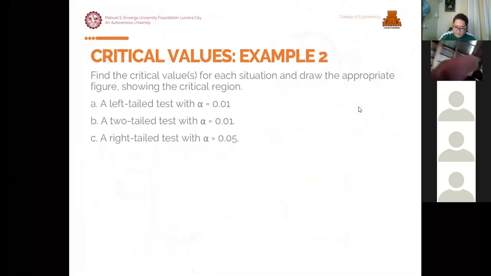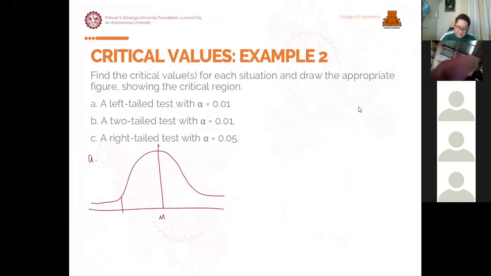Okay, on number 2. So we are left tail. Letter A is left tail with 0.01. What is the value of our z-score? Let me see the values. With an alpha of 0.01, what should our value be? What is its z-score? Negative. Okay, negative 2.33. Don't forget the sign.